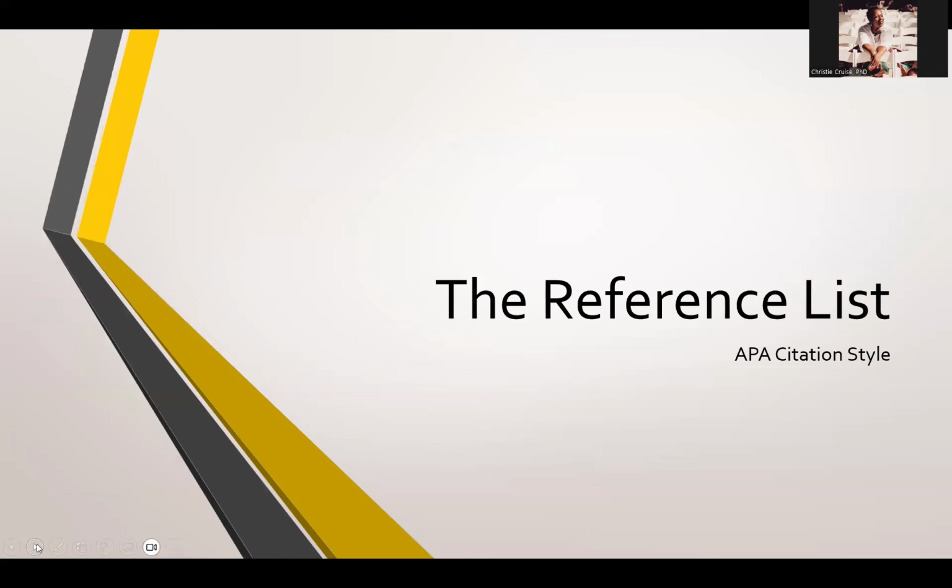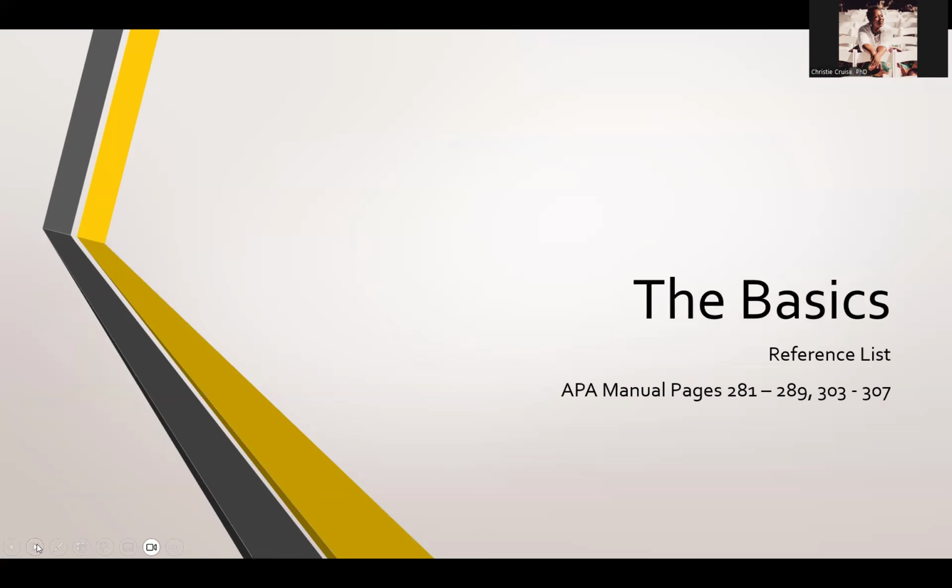Now let's take a look at the reference list. So again, with the reference list, there's your basics, and then there's your not so basics. The basics of the reference list are going to be found in the APA manual, pages 281 through 289 and 303 through 307.